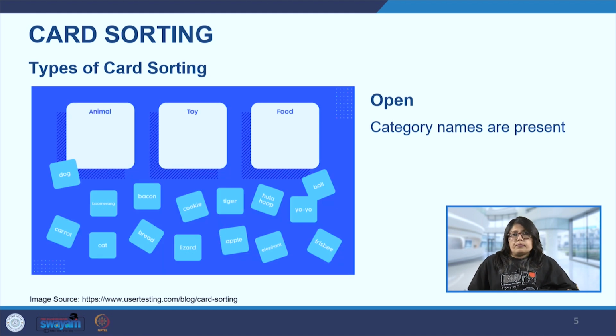The open card sorting, on the other hand, is where they have to create the headings by themselves also. So this is a little bit more challenging and complex, because in order to sort the cards under different headings, they have to create those headings. So they have to first see the themes that the cards are creating, and then accordingly give a heading, and then vice versa, back and forth.